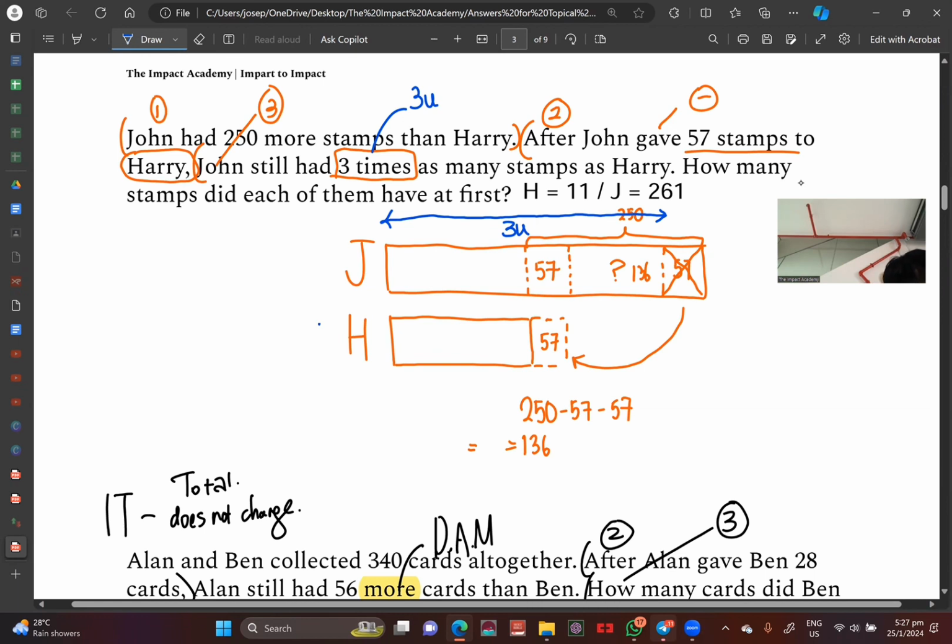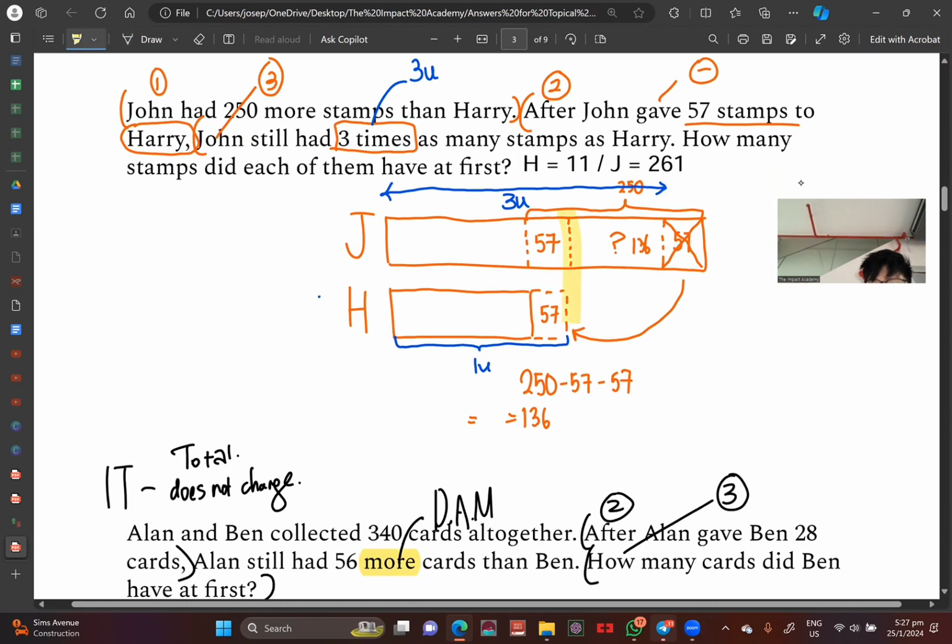Can you see that? If John is 3 units, then Harry how many units? Harry has to be 1 unit. Can you see that? So from here itself, I will just draw a line down because I want to show you where the 1 unit ends. Can you see where the 1 unit ends? The 1 unit is everything from the first yellow line all the way to the last yellow line. Correct or not? So therefore, what I have over here has to be how many units? Yes, this is 2 units.